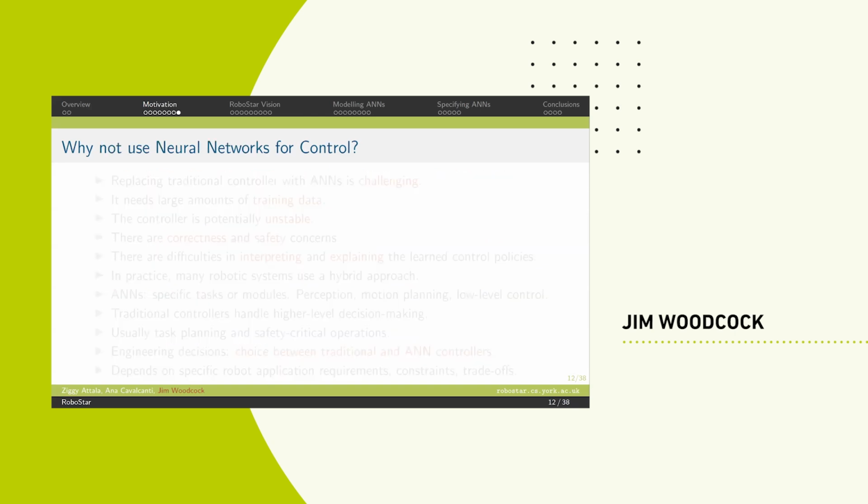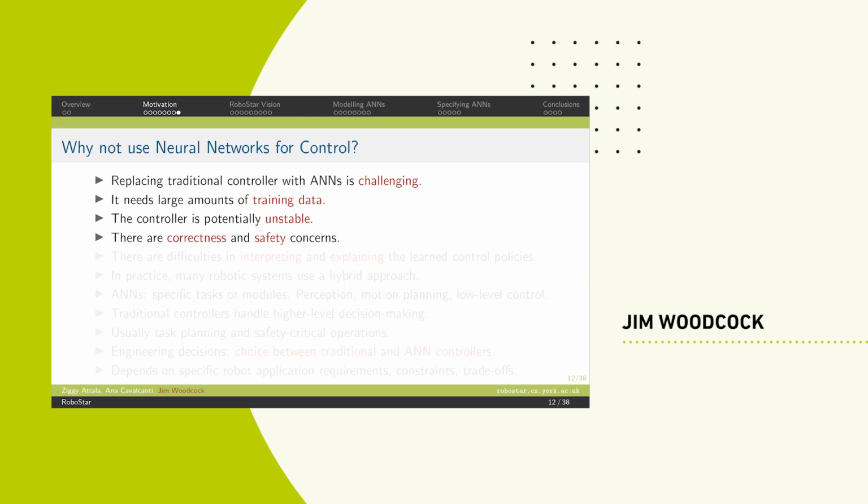So why shouldn't you use neural networks for control? Well, replacing a traditional algorithm with a neural network is quite a challenging task. Why? Because you don't know when you've done it, right? You've got to get it right. It requires very large amounts of training data. The control could be potentially unstable. You've got a new problem to deal with. There are correctness and safety concerns. There are difficulties in interpreting and explaining the learned control policies.